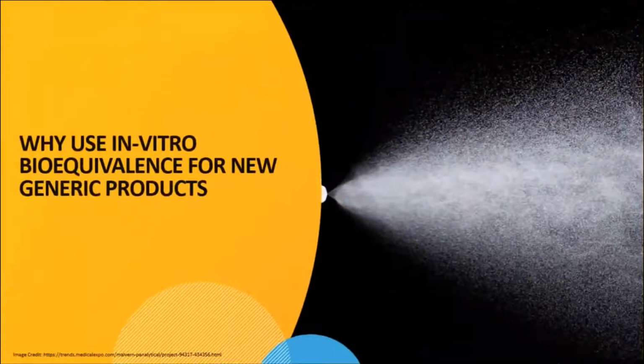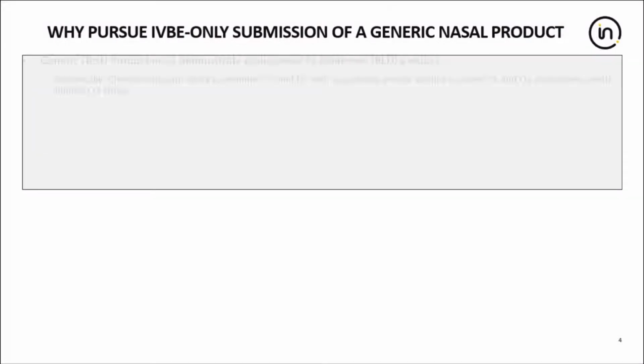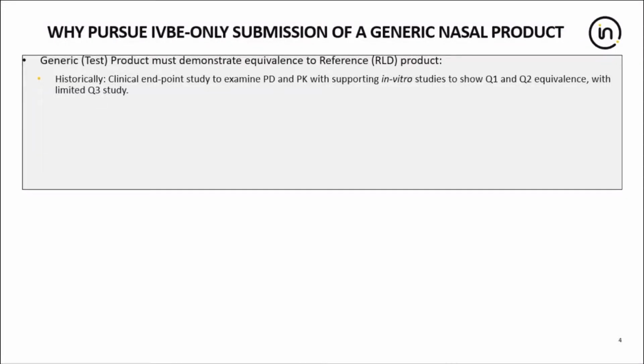So firstly, let's take a look at what an IVBE is and why they're a good alternative to a traditional clinical endpoint study. So we know a generic product needs to demonstrate bioequivalence with respect to the reference product. And historically, this has been completed by a combination of a clinical endpoint study looking at PK and PD with supporting evidence from in vitro studies showing that the products are qualitatively the same, which is Q1, and quantitatively the same, Q2, bioequivalence with limited Q3 study. And we'll come back to Q3 in a moment.